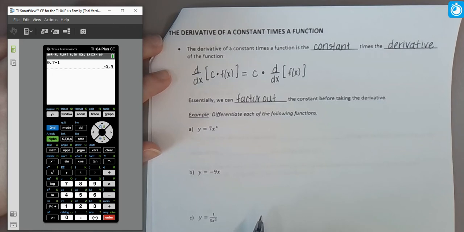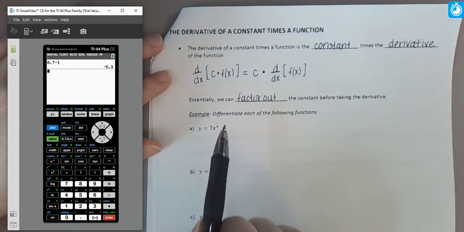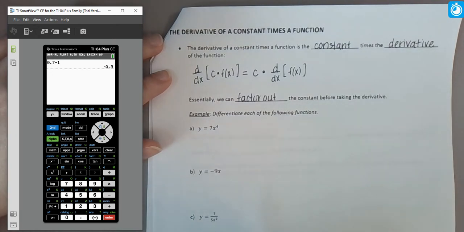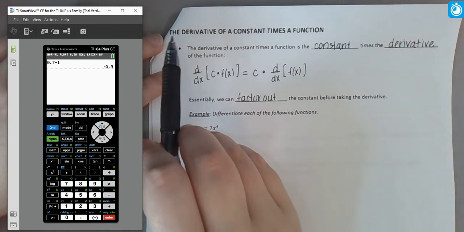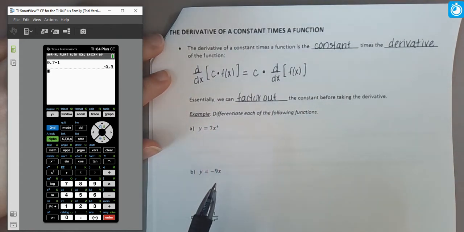So let's combine this with what we now know about the power rule and step it up and look at slightly more complicated functions than the ones we saw before. So again, same rules. We want to differentiate each of these functions using the rules we now have. So we have the constant rule, we have the power rule, and now we can differentiate the situations where we have a constant times another function.